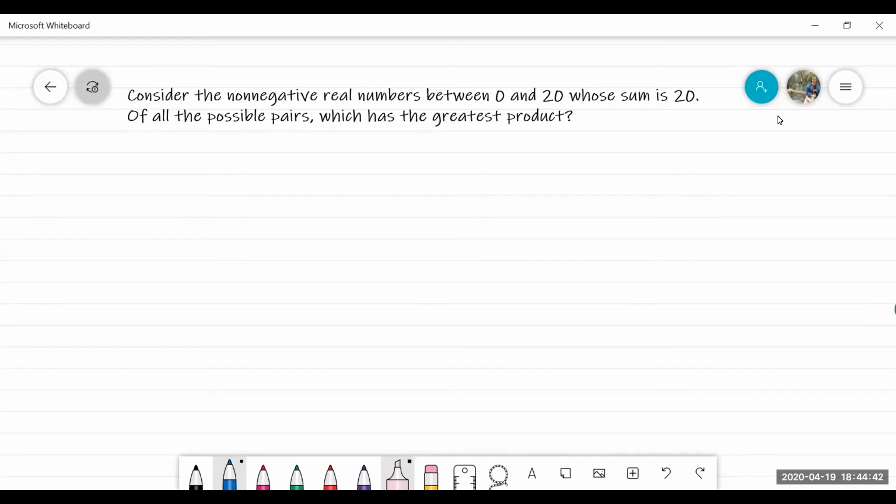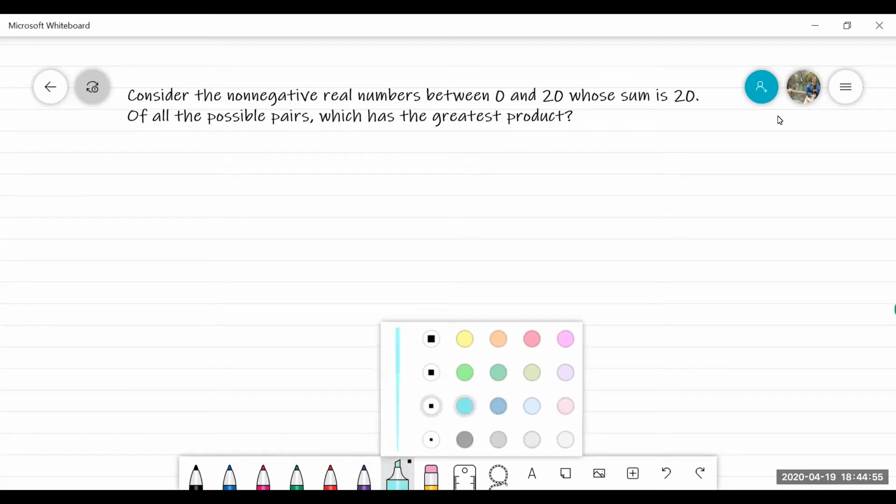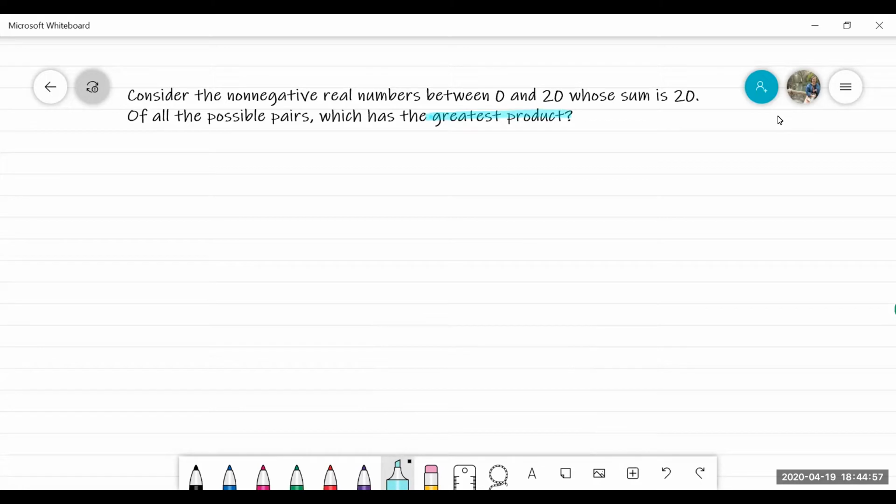Okay, so we want to look at the non-negative real numbers between 0 and 20 who add up to 20, right? We want to look at who has the greatest product. So here, greatest product, that's our indication of what we want to maximize, right? So we want to maximize product, okay? So product in this case, I said this in the notes, right?